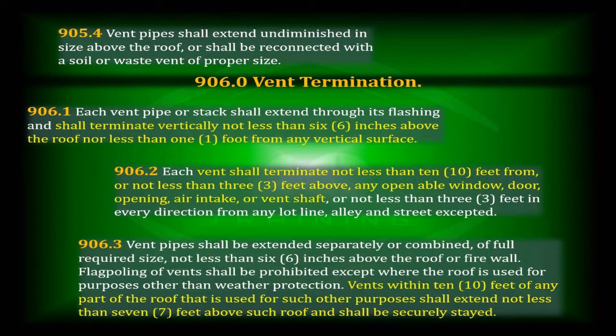And the last thing we're going to talk about, 906.3, vent pipes shall be extended separately or combined of full required size not less than 6 inches above the roof or firewall. Flag point of the vents shall be prohibited where the roof is used for purposes other than weather protection. Vents within 10 feet of any part of a roof that's used for such other purposes, which could be possibly a deck, shall extend not less than 7 feet above such roof and shall be securely stayed.